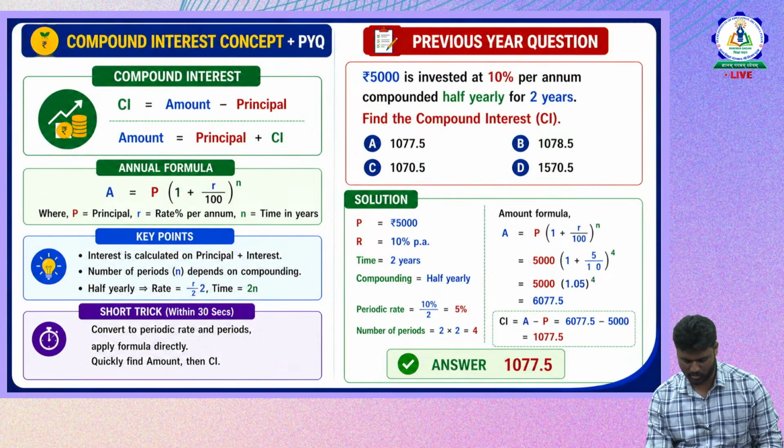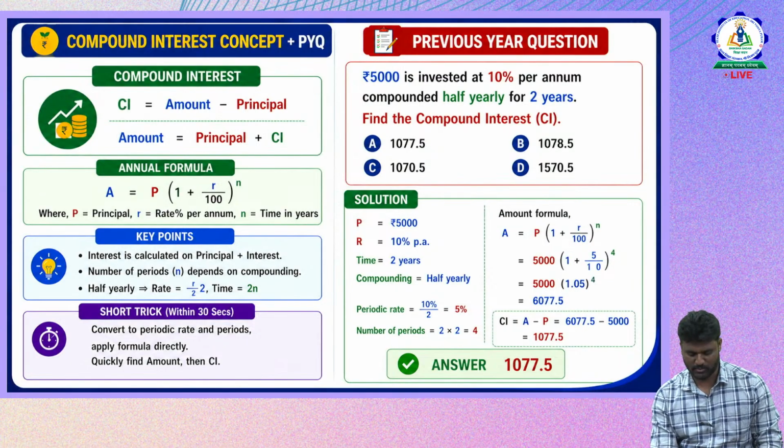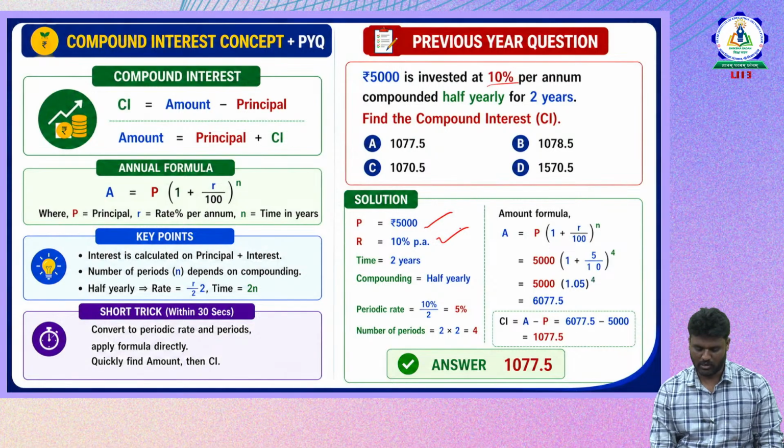Now if you look at the problem, what is the P here? Principal amount, how much they have given? 5,000 they have given. Okay, so what is the rate? Invested at 10% per annum. So that means rate is equal to 10% per annum. Compounded half-yearly for 2 years, time is 2 years. So how did they do the compounding? Half-yearly they have given. Half-yearly means 2, yearly means 1.